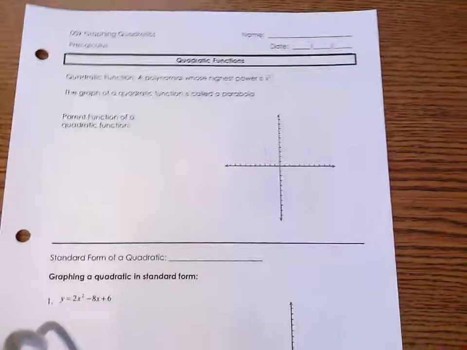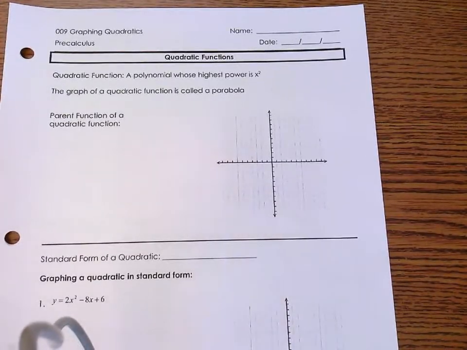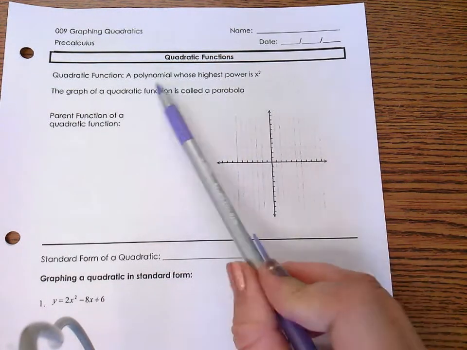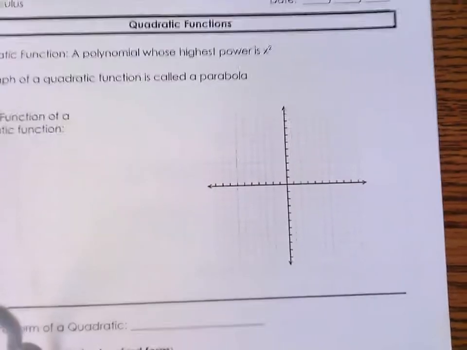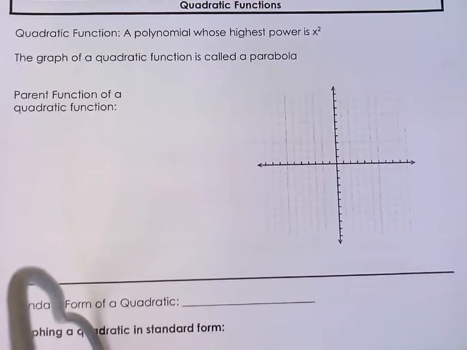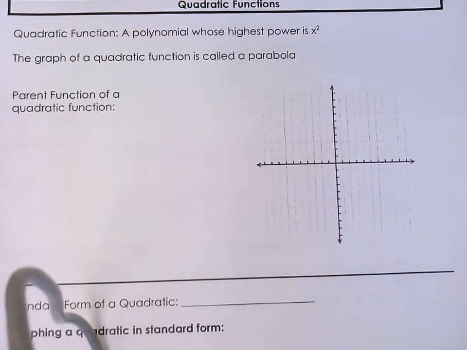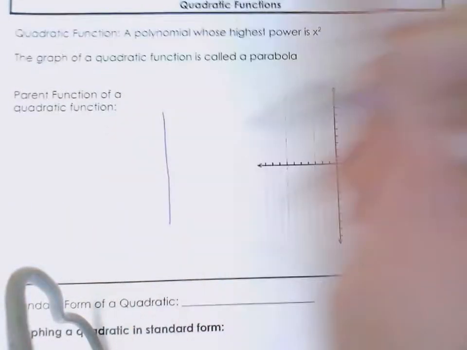So 009, graphing quadratic functions. We're just going to go over the parent function and how to graph it with whatever form you're given, because I feel like it really helps review a whole unit of Algebra 2. I think you remember that a quadratic is just when the highest power is x squared, and the graph of a quadratic is always called a parabola, and the parent function has these key points.